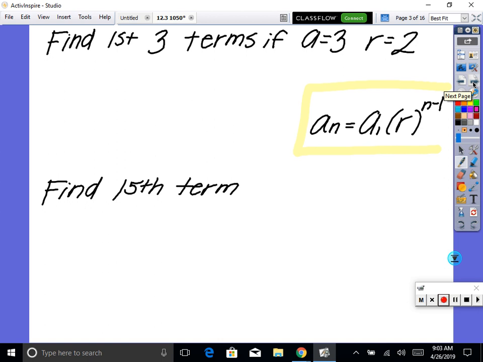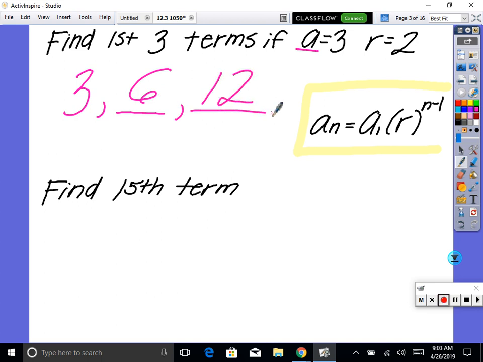I'll tell you when I think it's hard enough for you to write down. So it says find the first 3 terms if a equals 3 and r equals 2. Now remember, if they were to say a, it's the same thing as a sub 1. So I start with 3, then the next term would be 6, the next term would be 12. Very good.